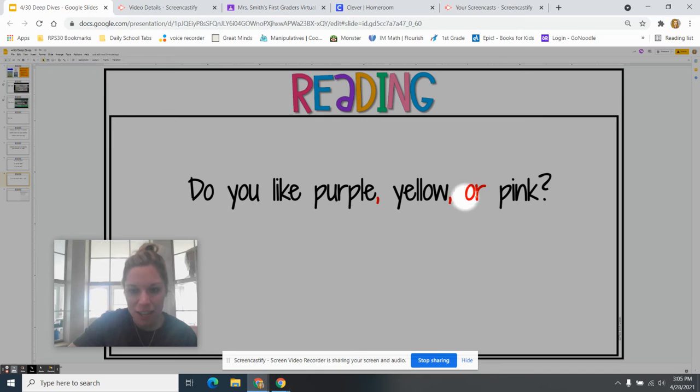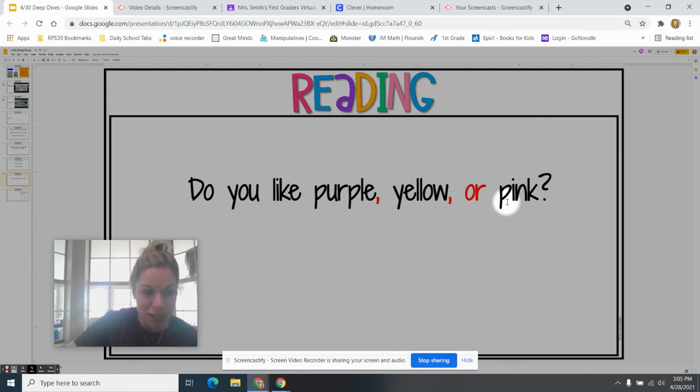I used a different conjunction this time. I used the conjunction or. Do you like purple, comma, yellow, comma, or pink? Remember, I don't say the word comma when I read this sentence. I just pause with my voice. Do you like purple, yellow, or pink?